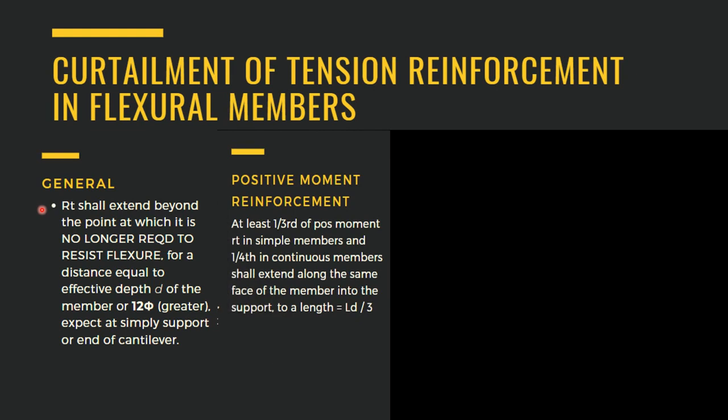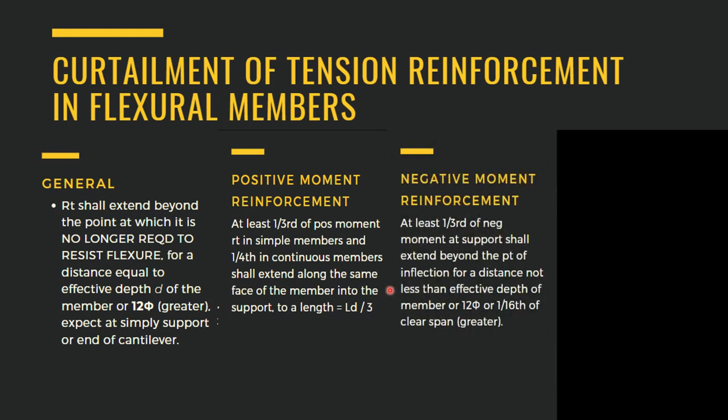For positive moment reinforcement, at least 1/3 of the positive moment reinforcement in simple members and 1/4 in continuous members shall extend along the same face of the member into the support to a length equal to 1/3 of the development length. In case of negative moment reinforcement, the same will be followed.